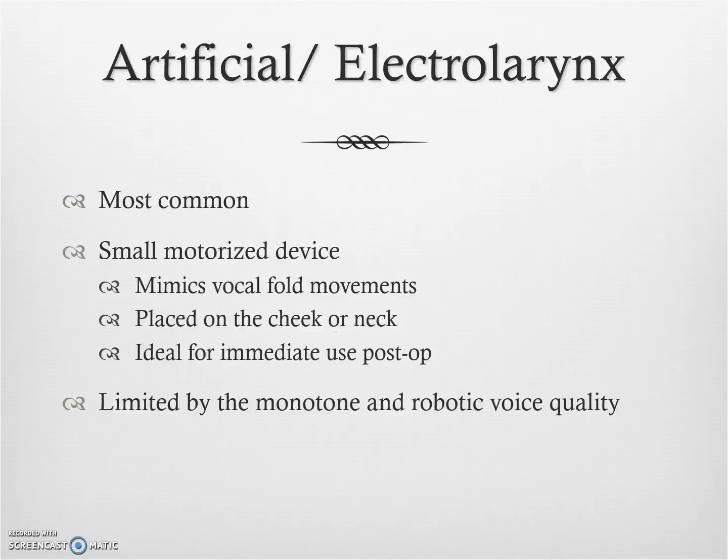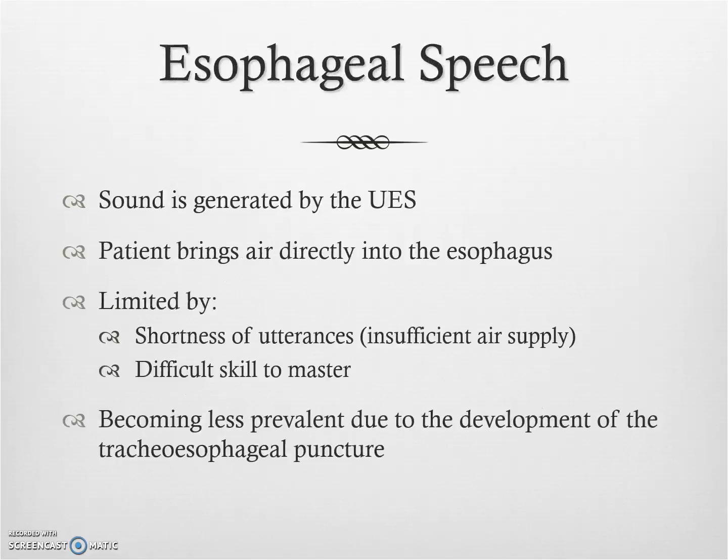The artificial or electrolarynx is the most common. It is a small handheld motorized device that uses oscillations to mimic vocal fold movements. It may be placed on the cheek or neck, which is ideal for immediate use after surgery as the patient may place the device in the least irritated location. It is limited by the monotone and robotic voice quality, which tends to sound unnatural.